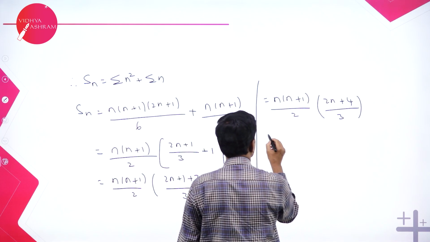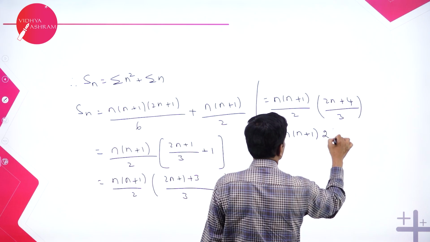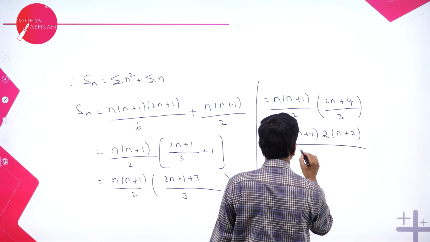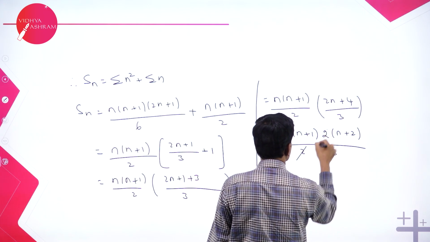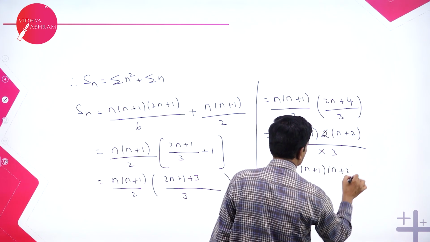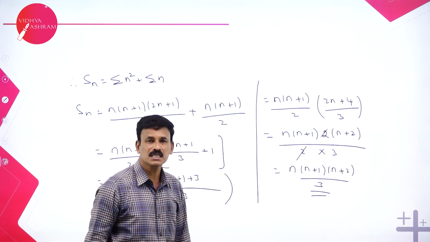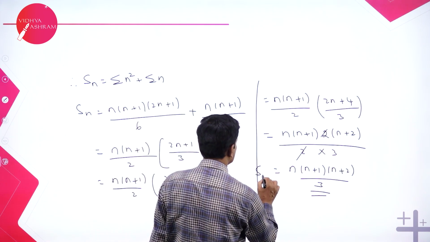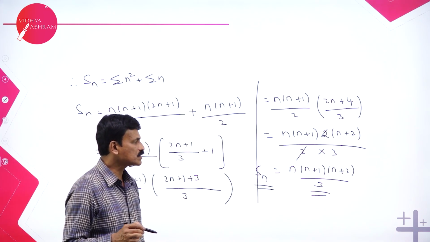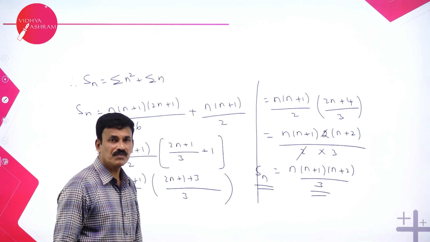So, you can take the common factor. So this is n into n plus 1 into 2 common factor out, n plus 2 divided by 2 into 3. This 2 gets cancelled. We can write n into n plus 1 into n plus 2 divided by 3. This is the sum of n terms of the given series. This is how we are going to find the sum of n terms of the series. So the sum of n terms of the series is n into n plus 1 into n plus 2 divided by 3. Hope you followed. Very simple for 5 marks.